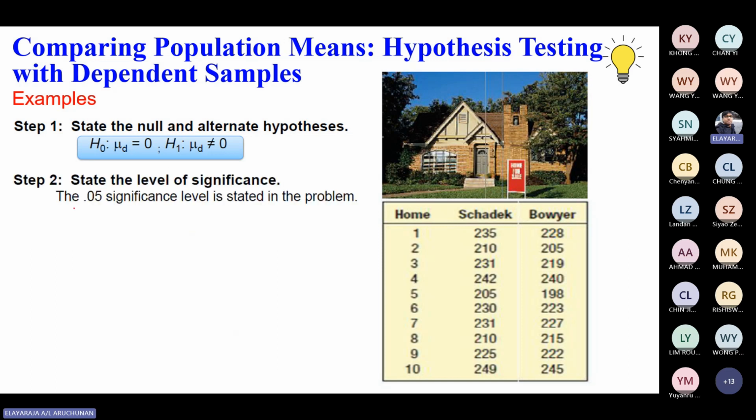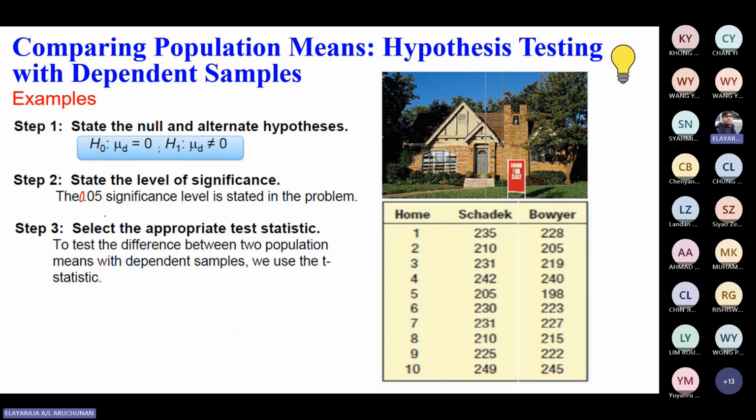Step 2, we need to set the significance level. We know it is a 5% significance level, so we have already set it. Third, we need to select the appropriate test statistic. In order to test two population means with dependent samples, we are going to use the t statistic, because the samples depend on one another.